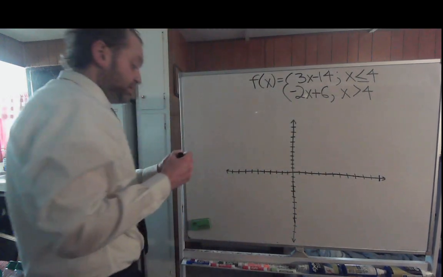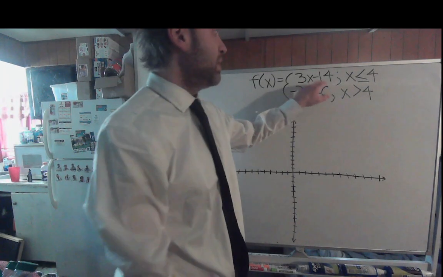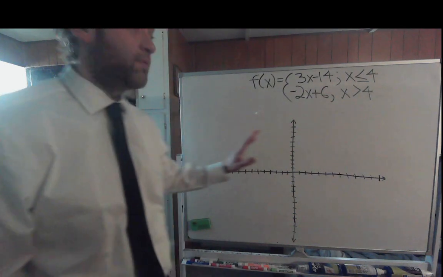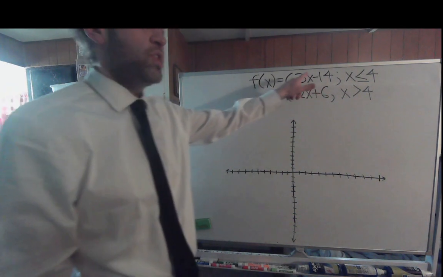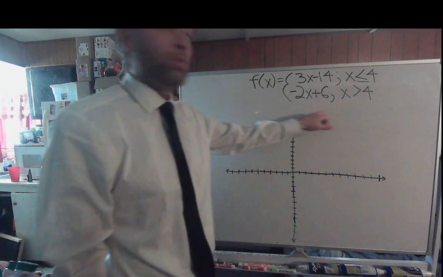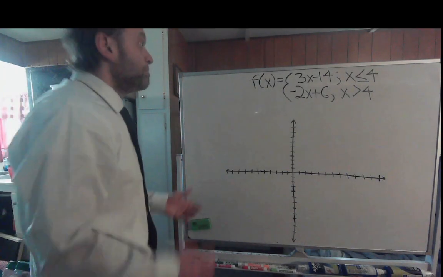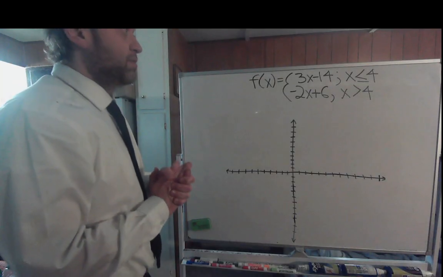So here's another piecewise function. F of x equals 3x minus 14 when the value of x is less than or equal to 4. It'll behave like that function. And then you have f of x equals negative 2x plus 6 when x is greater than 4. It'll behave like that function. So let's start with the less than or equal to 4 part.